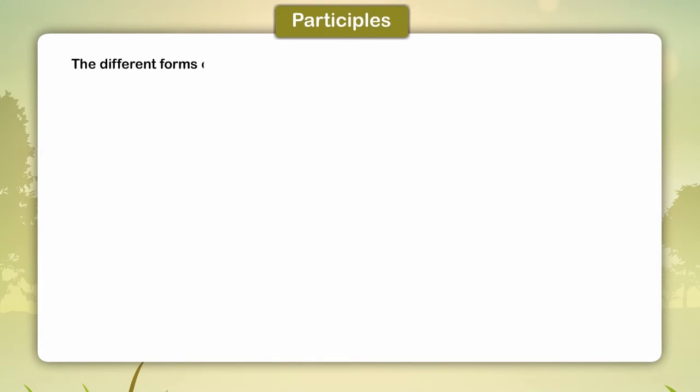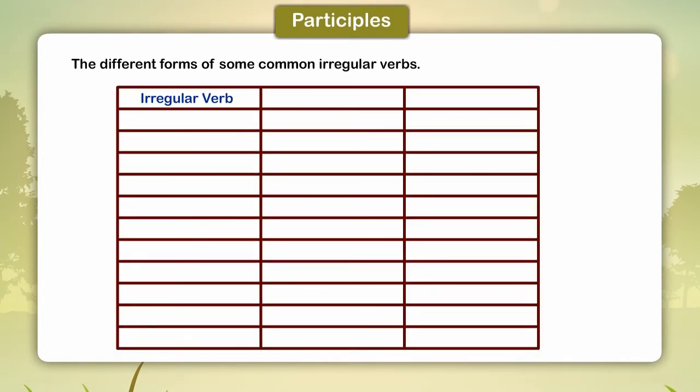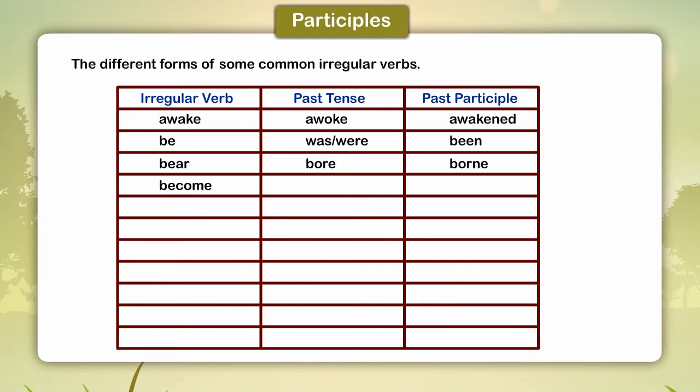The different forms of some common irregular verbs. Irregular verb, past tense, past participle. Awake, awoke, awakened. Be, was, were, been. Bear, bore, born. Become, became, become.